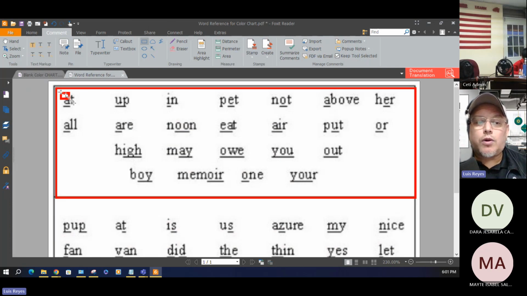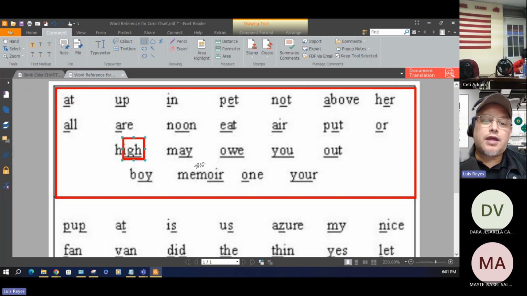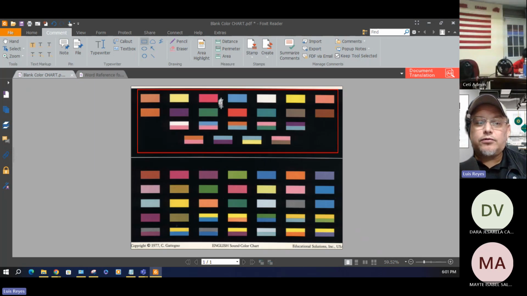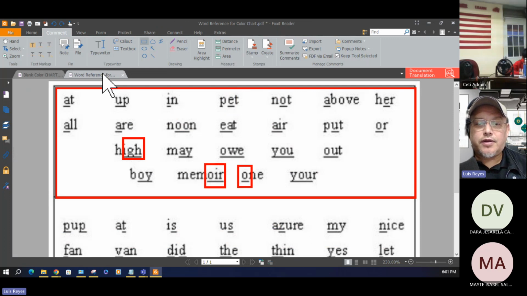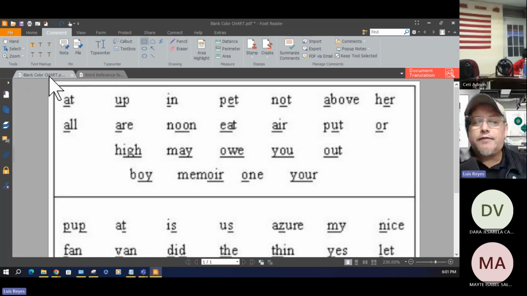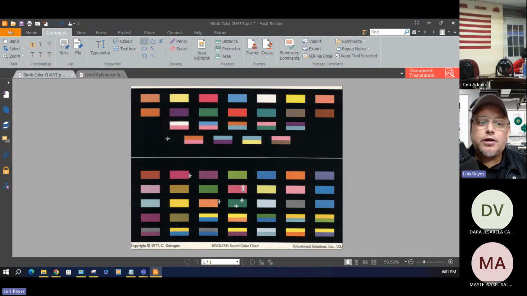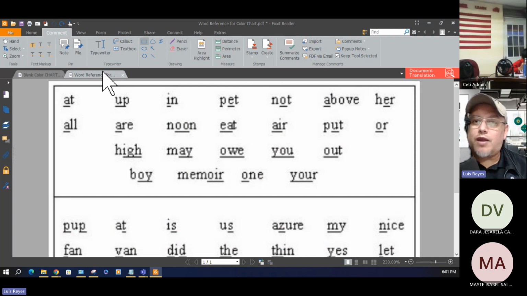First we learn the word, then we identify the sound. The underlined section is the sound. Okay, we identify the sounds, then we reference the sounds on the same chart right here. They're in the same position, same place as here. So that is how we identify the sounds in English on our blank color chart using the word reference chart.